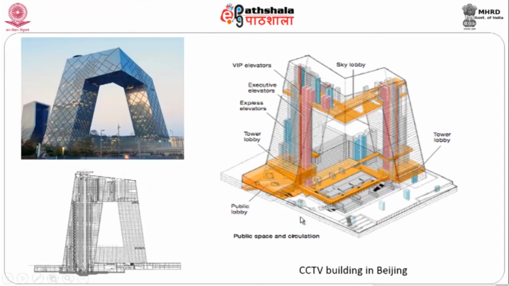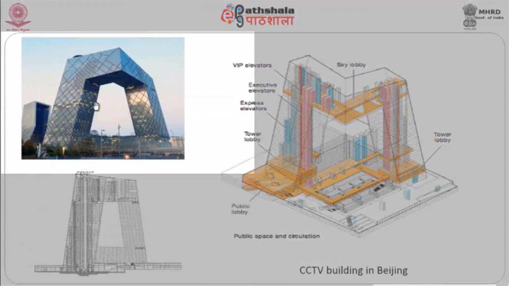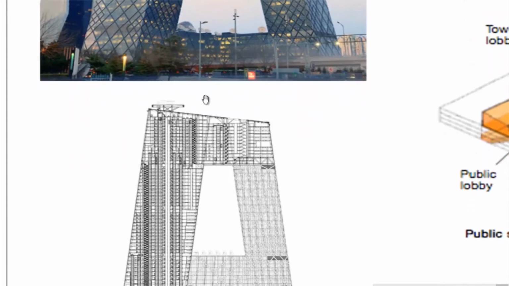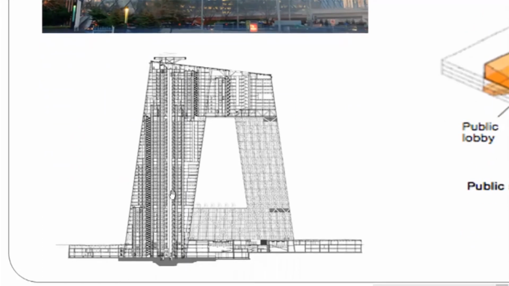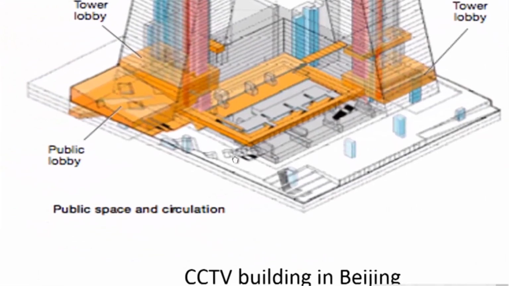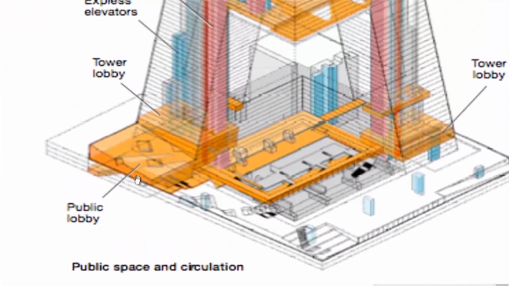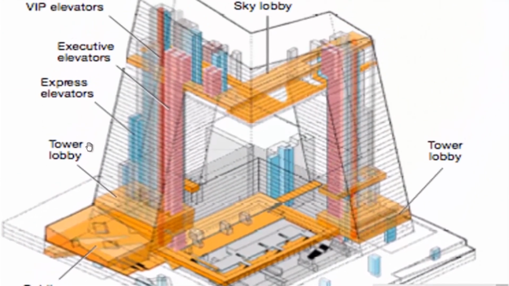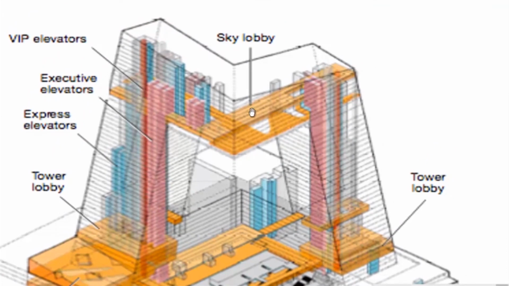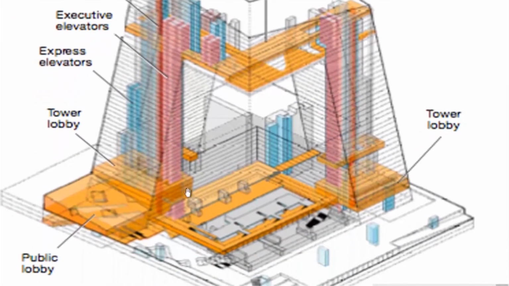This is a typical image of a CCTV building in Beijing. This is the view of the building. You can see how much cantilever on both sides happened, and this is a typical drawing of it, and you can see the overall lift shaft, elevator shaft, and a quick glance into the building's zones. There is a public lobby here, there is a tower lobby, and there are express elevators, executive elevators here, and VIP elevators. There is a sky lobby here, and there is a tower lobby here.